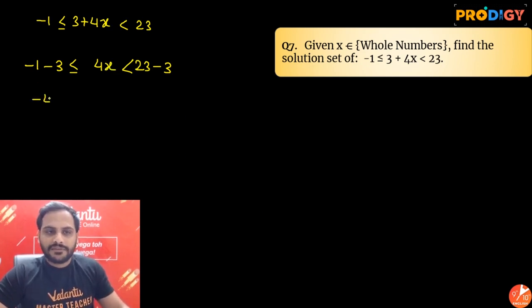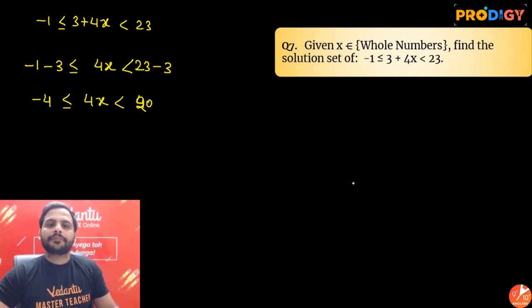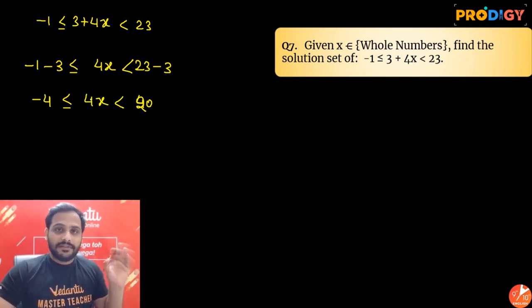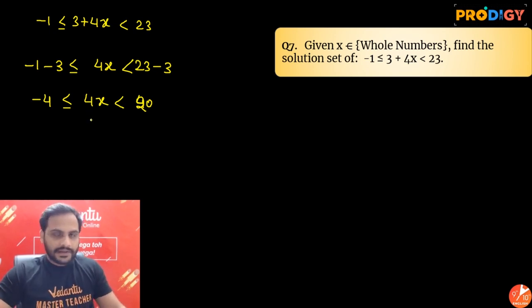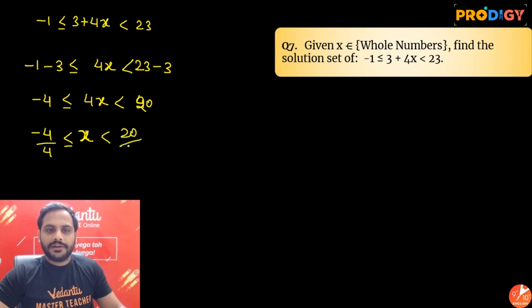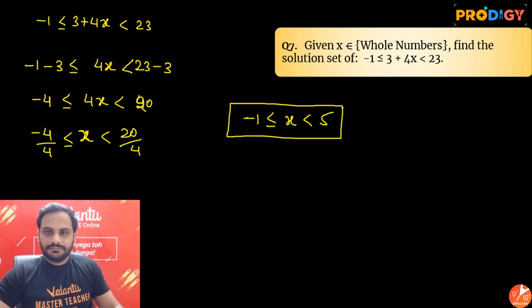Minus 1 minus 3 is minus 4, less than or equal to 4x, less than 23 minus 3 is 20. Now divide by 4. 4 is in multiplication, so it will become division, but since it is a positive number, there is no need to change the sign. So we get minus 4 upon 4 is less than or equal to x, less than 20 by 4. So we have got minus 1 is less than or equal to x, and x is less than 20 by 4, which is 5.